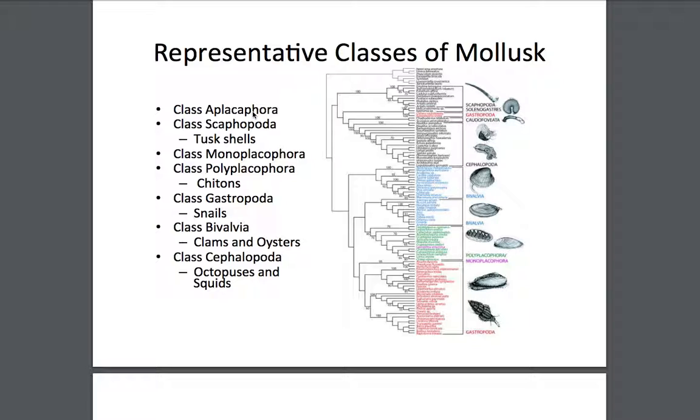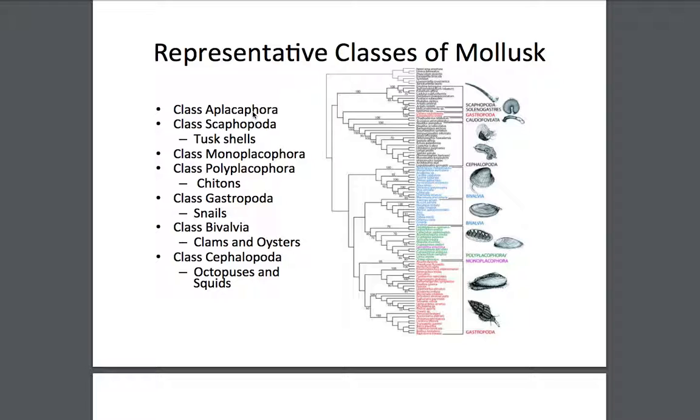Monoplacophorans. Mono means one, placophoran means shell, so we got one shell. Look like a little shield. They almost look like the hypothetical ancestral mollusk, except their gills are set up along the side of the body the way that it is in the Polyplacophora. That's the chitons, the Polyplacophora.